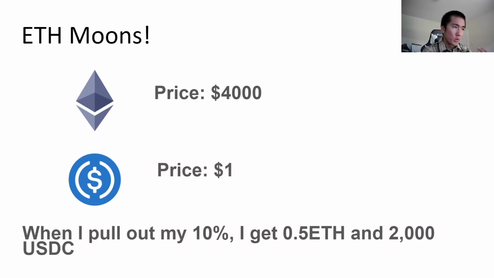But if you think about it, when you pull out your 10%, because you're entitled to 10% of the fees and you own 10% of the pool, I'm only going to pull out 0.5 ETH and 2,000 USDC, right? So I'm going to pull out less ETH and more USDC. So with liquidity pools, you'll always own more of the assets that underperform, because you're going to sell the asset that overperformed and then meet in the equilibrium.